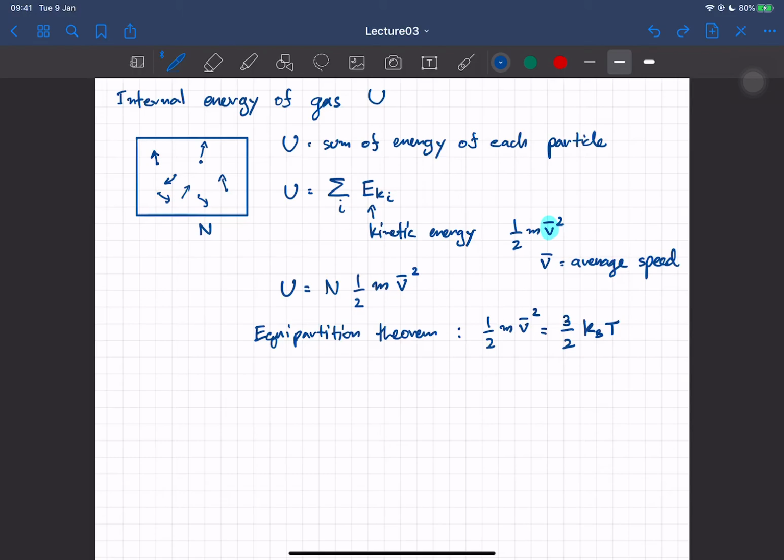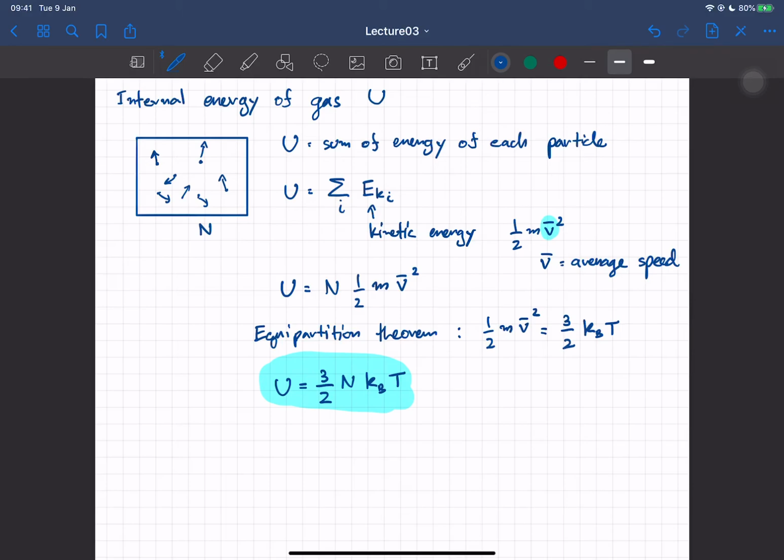So what is kB? That's the Boltzmann constant that we talked about last week. T is the absolute temperature, again in Kelvin. So this theorem relates the speed to the temperature. From this, we arrive at the formula by direct substitution: U equals 3/2 N kBT. While I didn't prove this result to you, this is actually a pretty important formula to know.